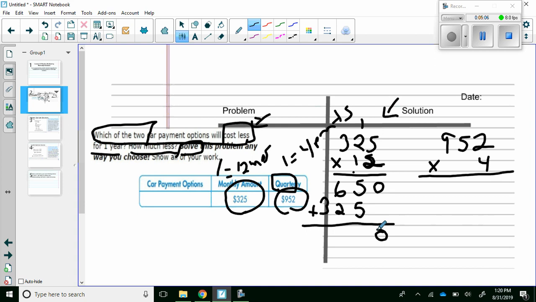0 plus no number, which would be 0, is 0. 5 plus 5 is 10. I have my 0. Carry the 1 over. 1 plus 6 is 7. That number 7 plus 2 is 9. And then I have my 3. So I know the first option for my payment would be $3,900.